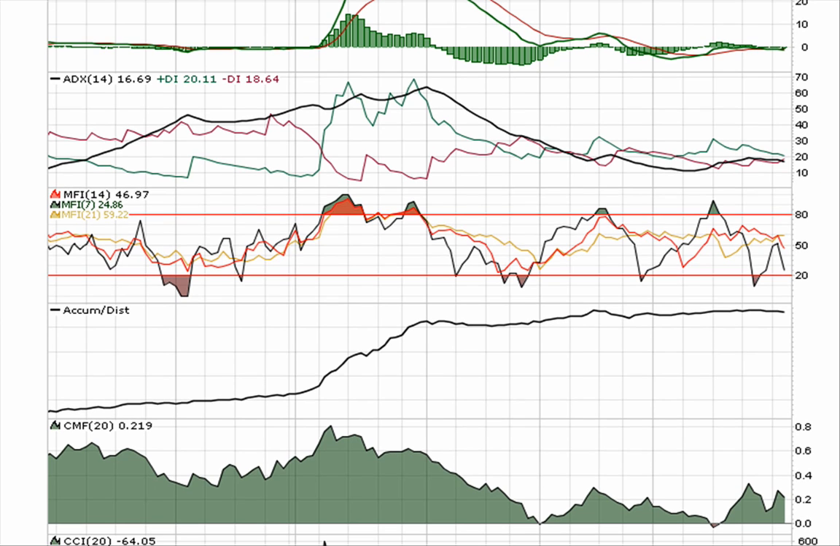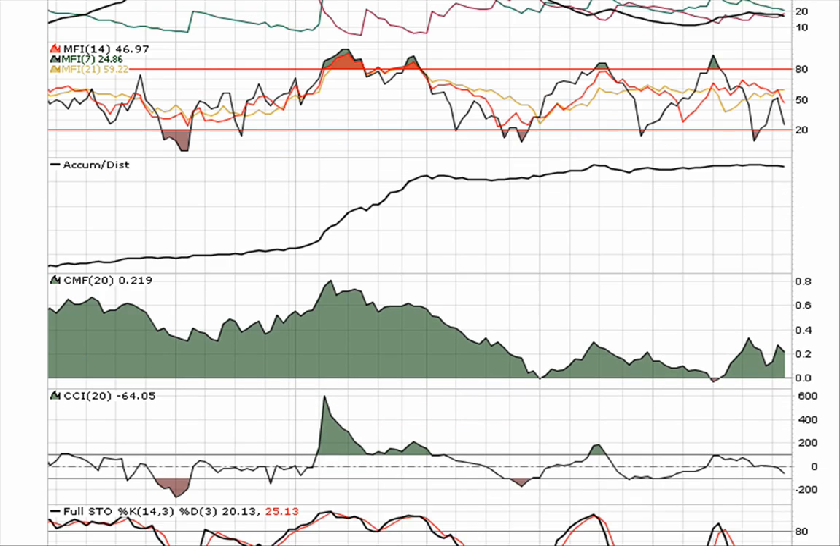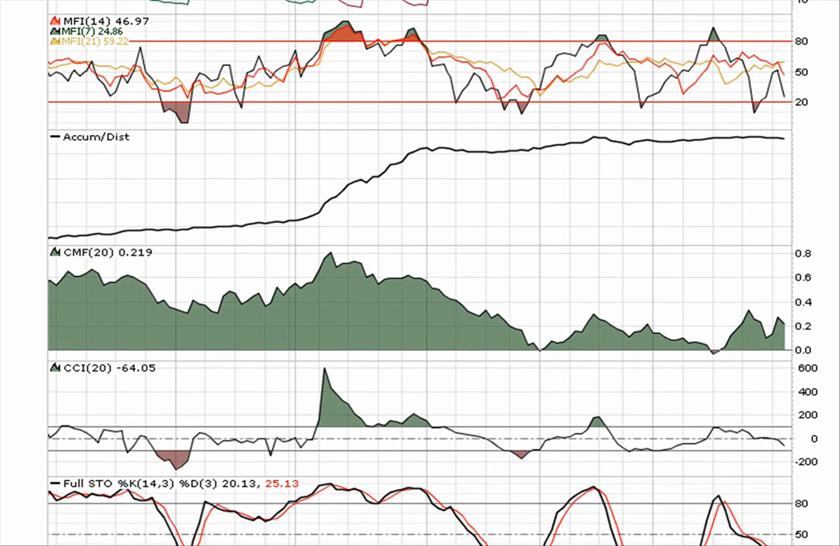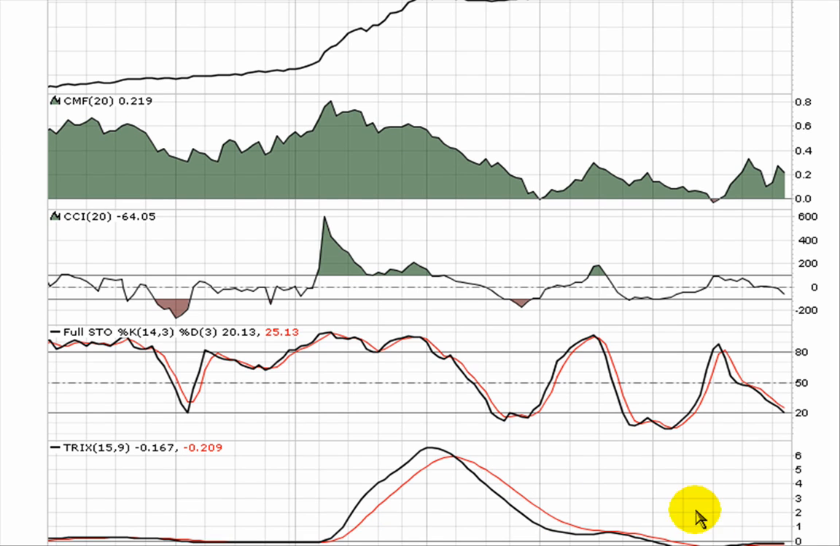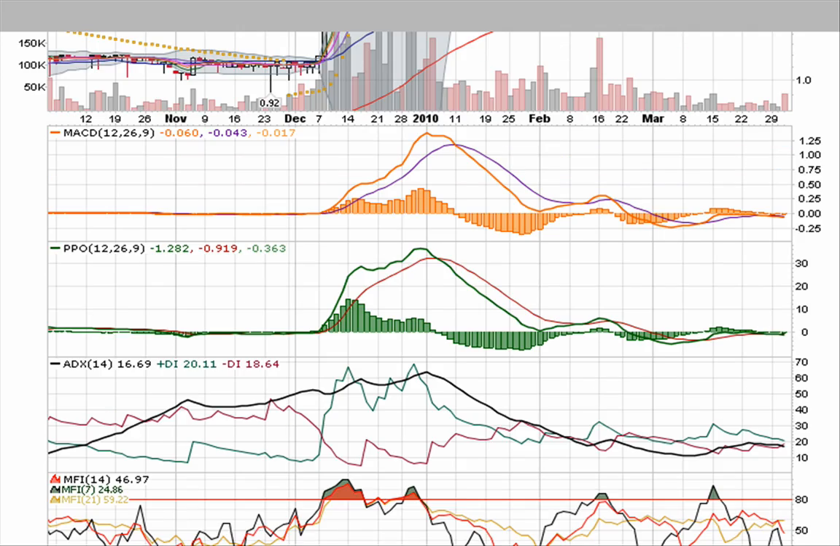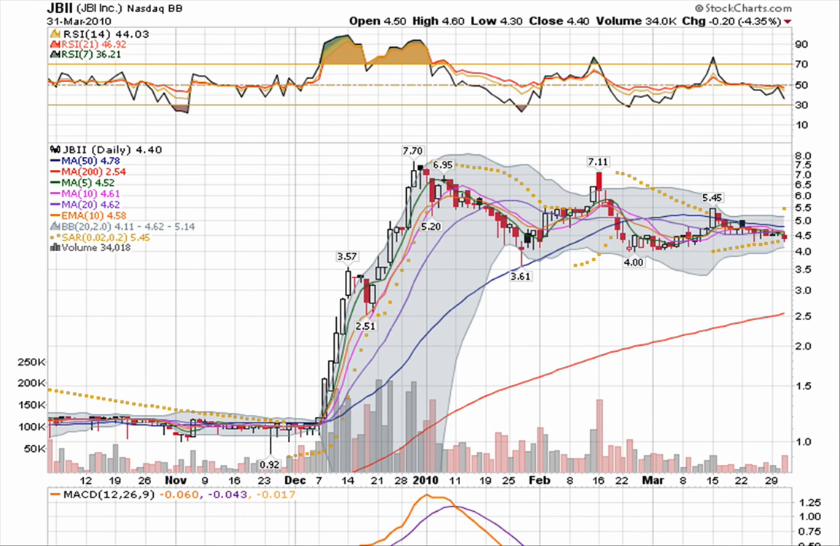The point is that they're down low. They're set right now to hopefully head into a trend. MFI is kind of indicative also of everything that's going on. The accumulation distribution has held up very well throughout this little downtrend it's been in, the consolidation, however you want to refer to it. Everything else is down kind of where you'd expect it to be, where this is at a decision-making point here pretty soon for JBII.